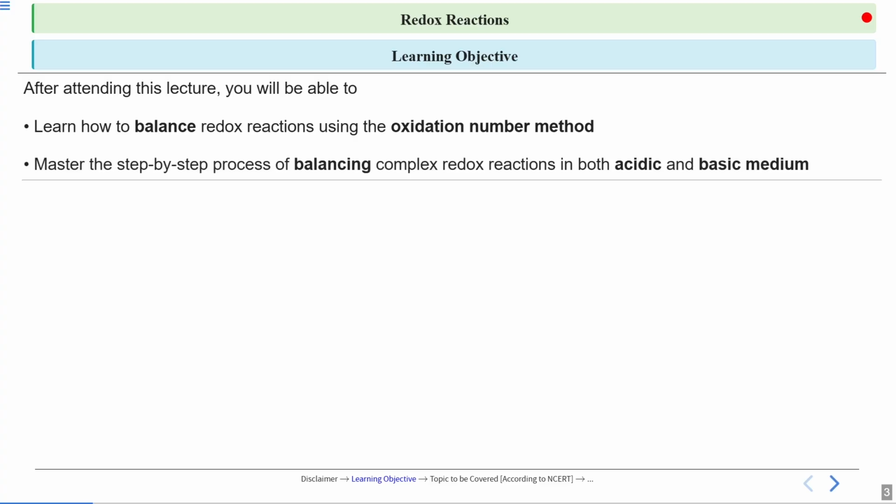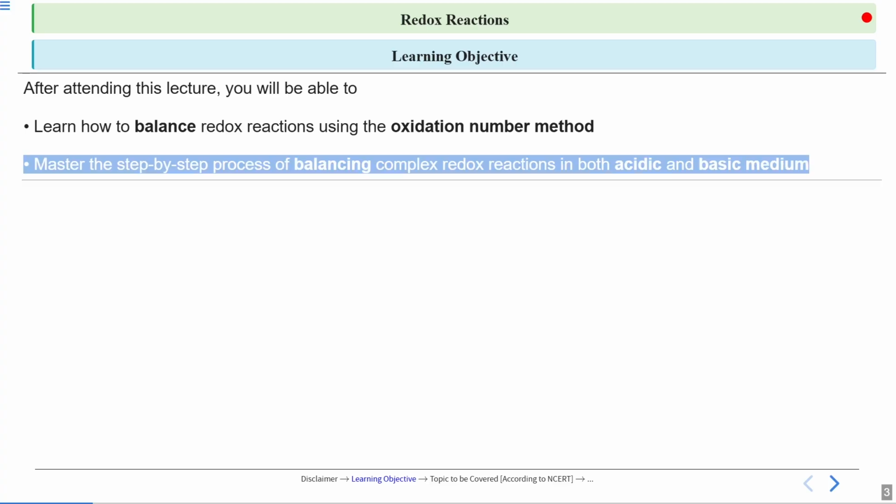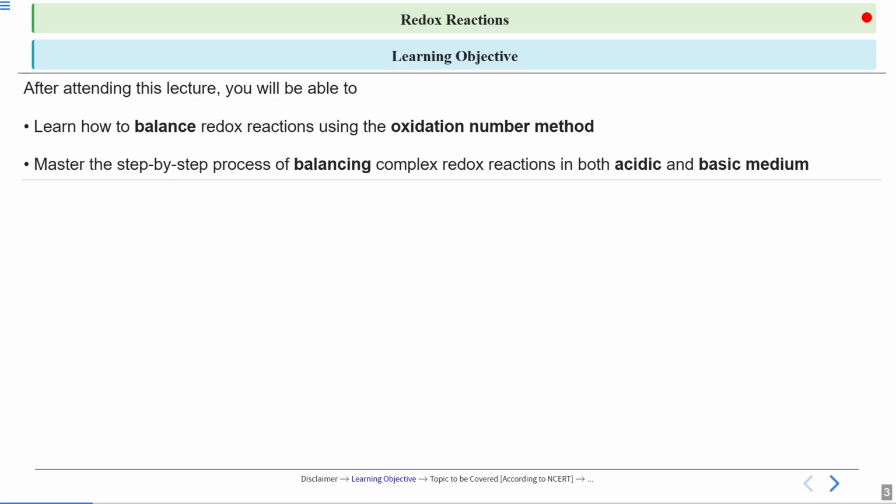The second one is that you will be able to master the step by step process of balancing complex redox reactions in both acidic and basic medium. Here it is mentioned that the reaction is being done in the presence of acidic and basic medium. So if you are given a reaction that is being processed in acidic medium, then you have to balance it in that manner only, while for the basic medium, you have to balance according to that.